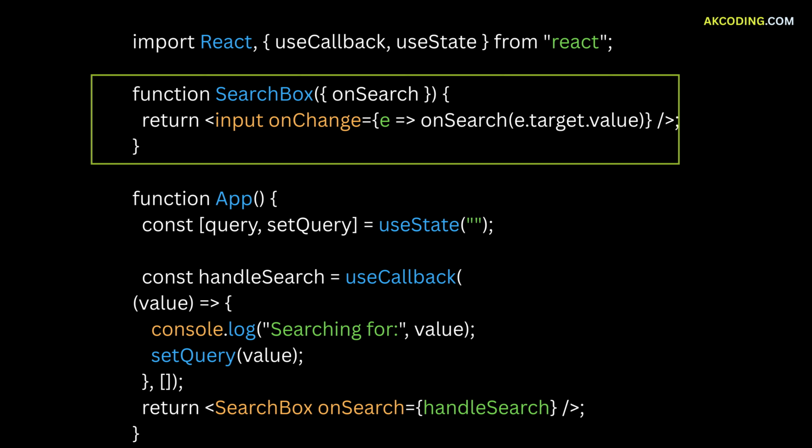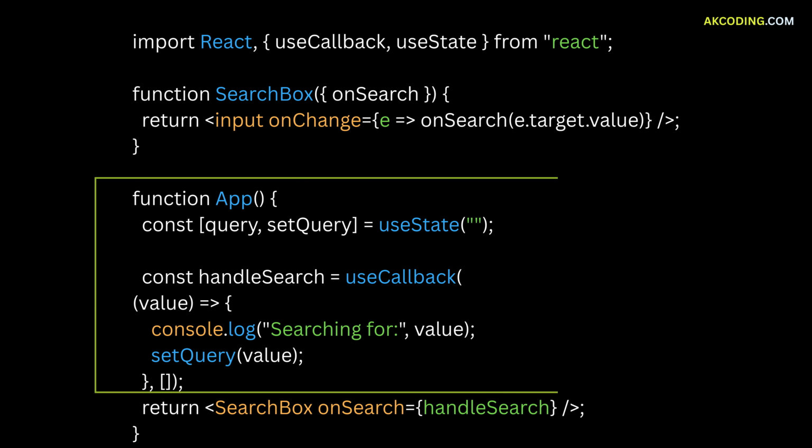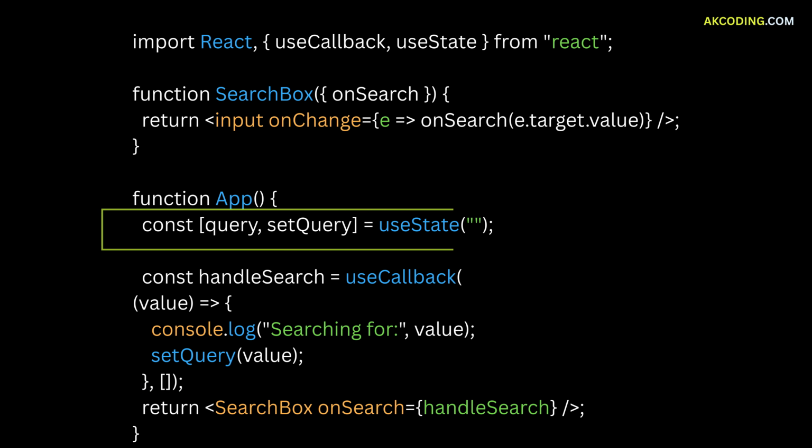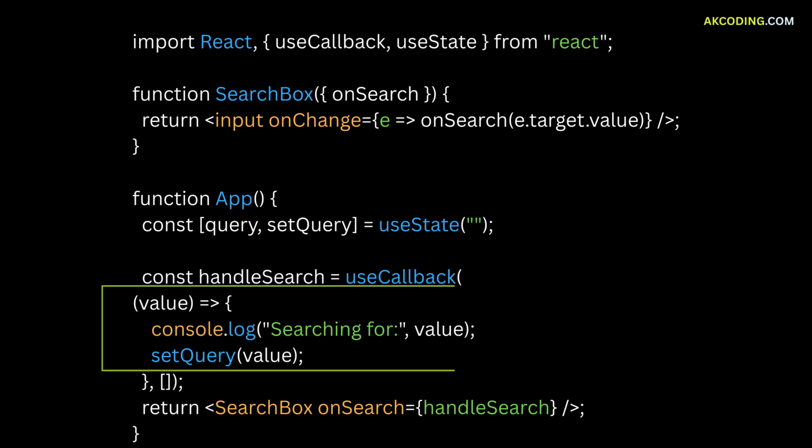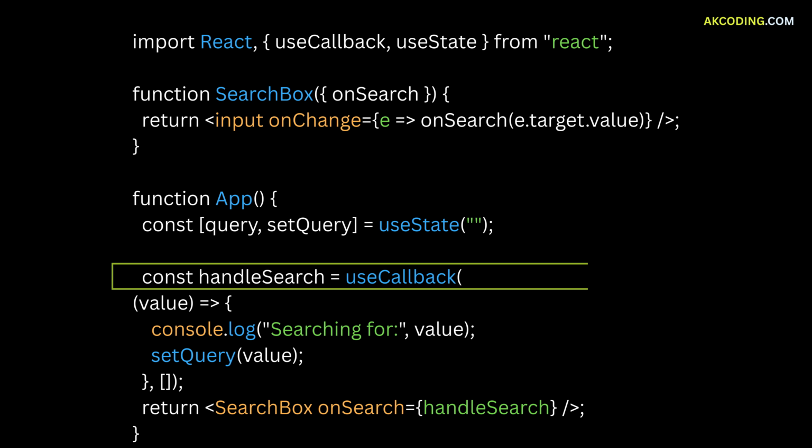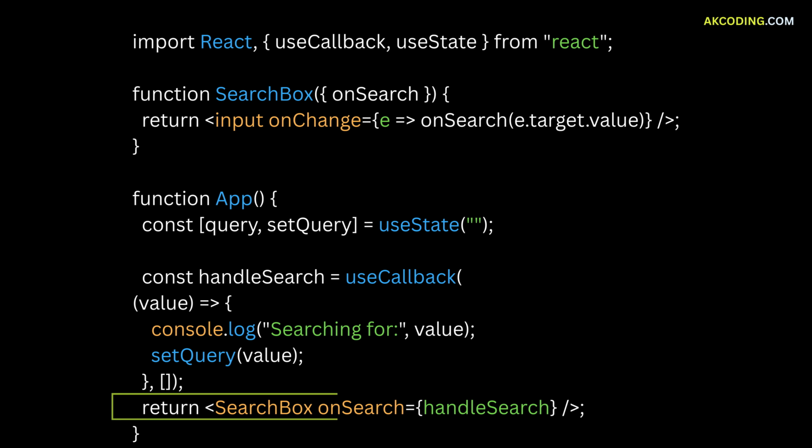Now here I am using a parent component, App, and I am taking one state variable, query, and I am using useState to hold the query here, right? Now let's wrap our business logic function inside the useCallback hook and hold that value in a constant variable, handleSearch. Finally, let's pass the handleSearch memoized function as a prop to the child component, SearchBox. Here is the deal.